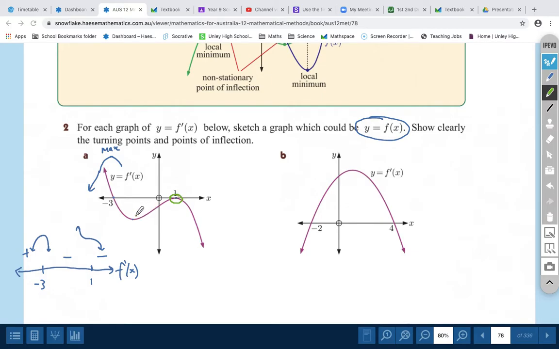I've got one here as well. It's not stationary. So in here, there's a point where the shape changes from concave down to concave up. I'll just delete those.